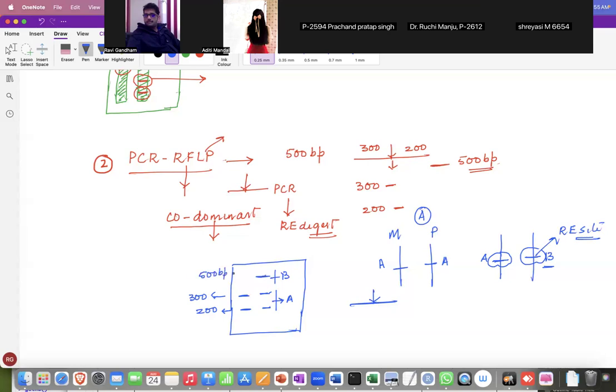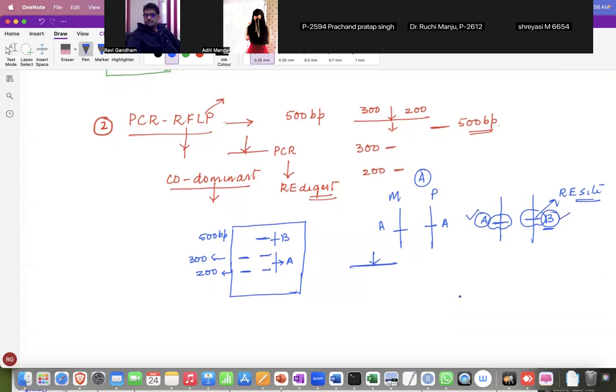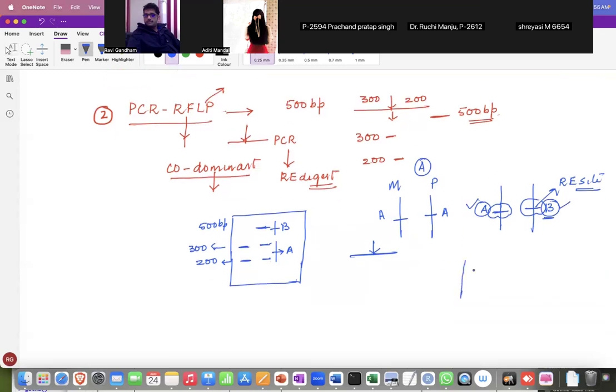So the existence of both the alleles in an individual can be identified. Means here both the alleles A and B are identified simultaneously by using the technique called PCR RFLP. So this is therefore called codominant. Means A can be detected and B can also be detected. Is that okay?